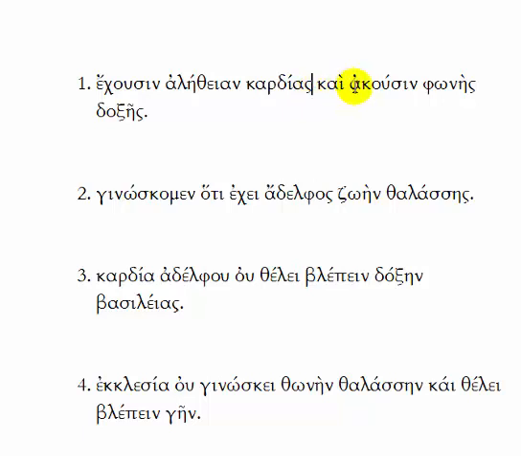Kai akousin. And akousin comes from akouo, which is to hear. But notice it's -ousin, and if you remember, -ousin is again a "they." It's third person plural. So, and they hear. What do they hear? Phones doxes. Now, what about phones? What do we do with that? That's maybe not quite what we'd expect.